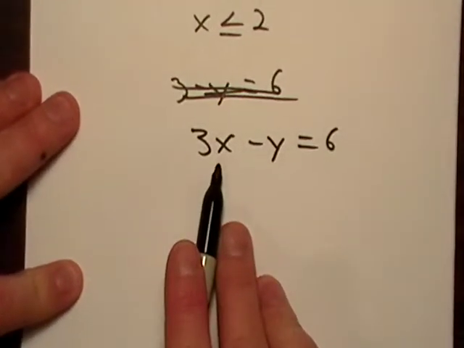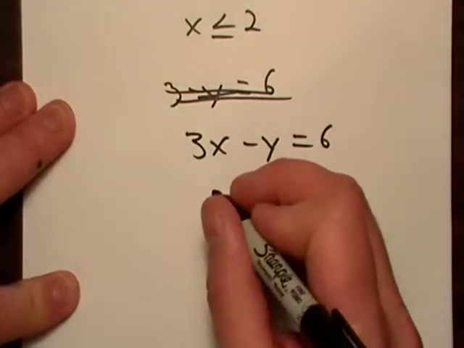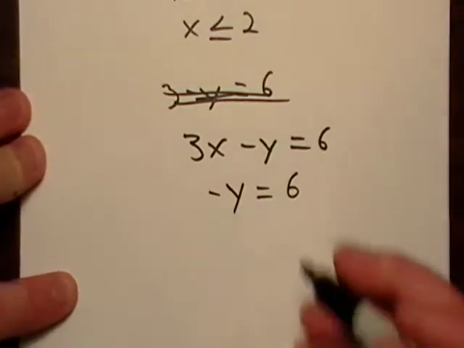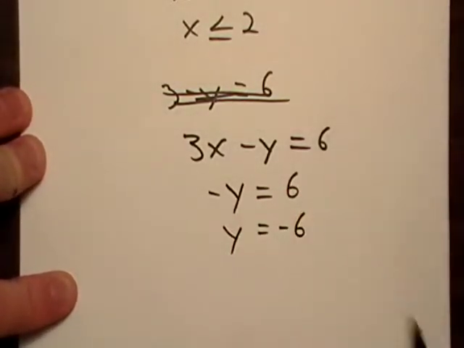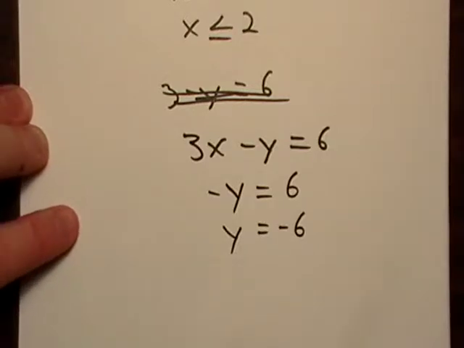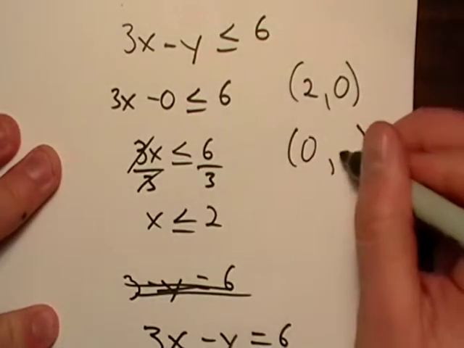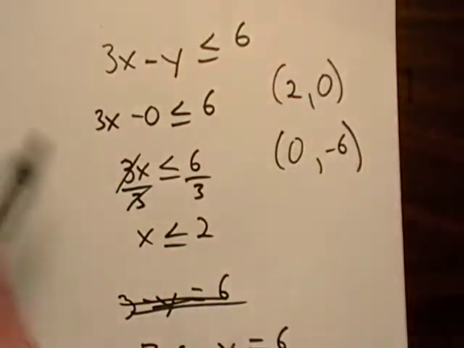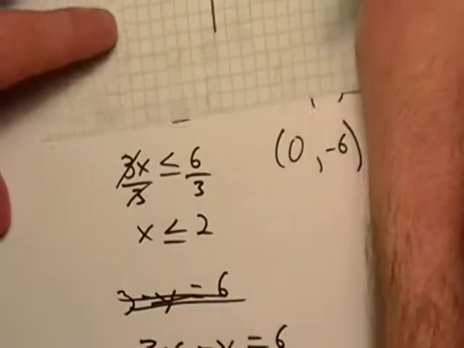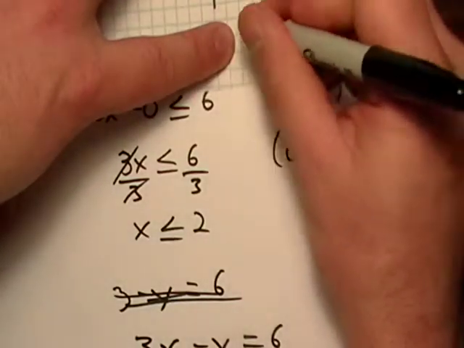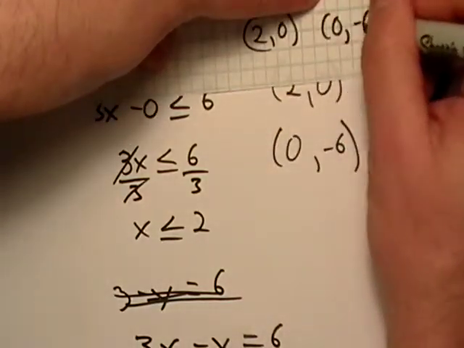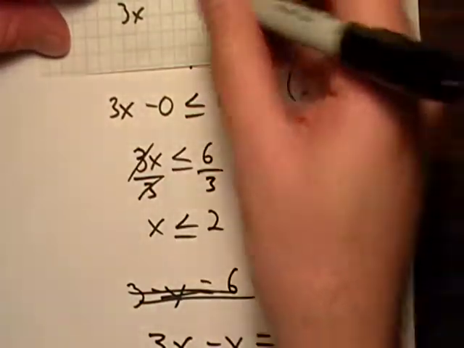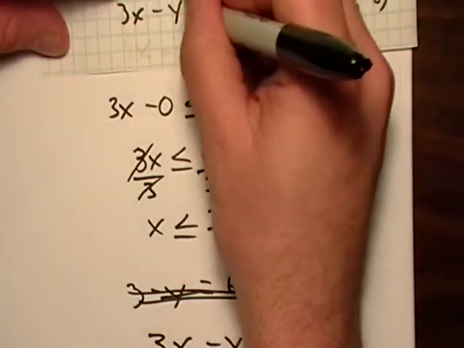Alright, let me put a 0 in for x and see what happens. That'll give me negative y equals 6. And by now you should know that this is just the same as y equals negative 6. Okay? So we get 0, negative 6. Okay, so let's transfer some of that information over here. So we get 0, 0, negative 6. And I have 3x plus y.